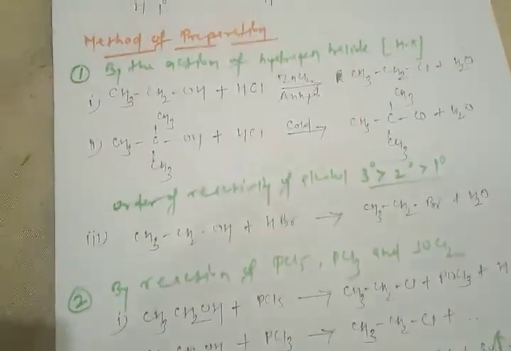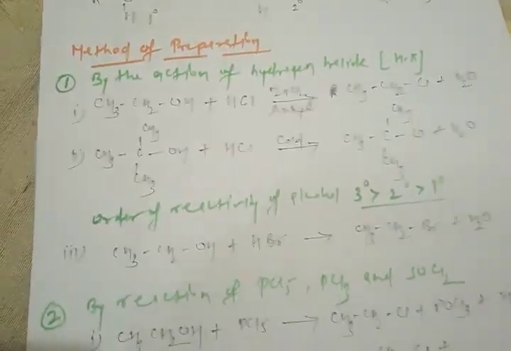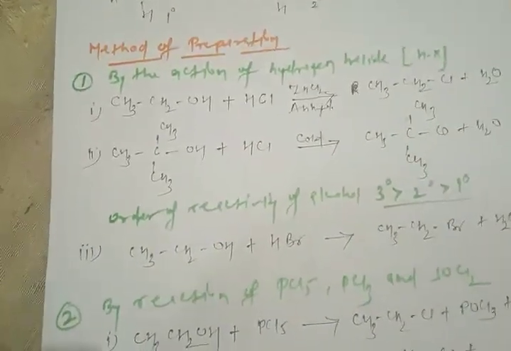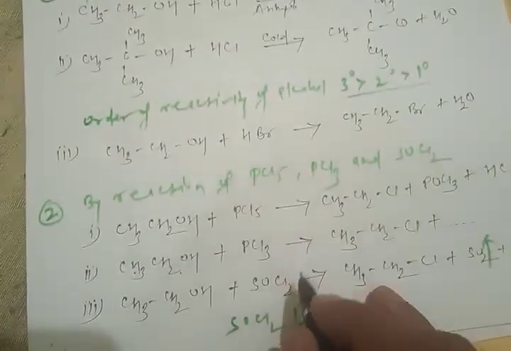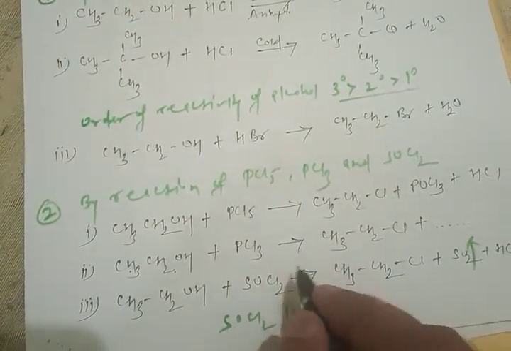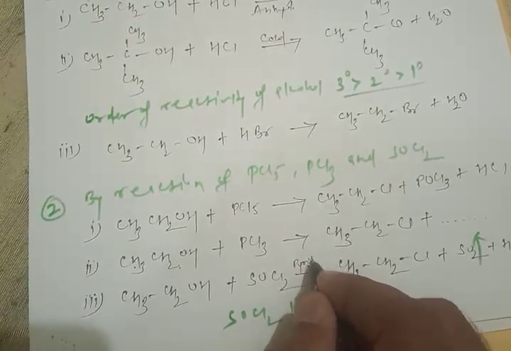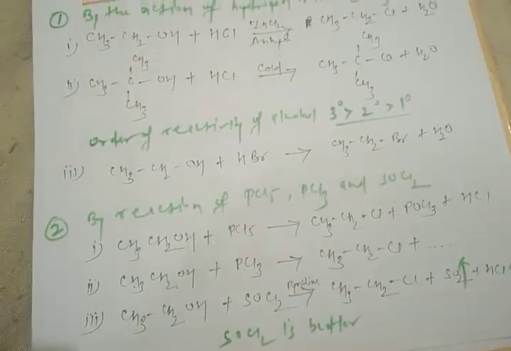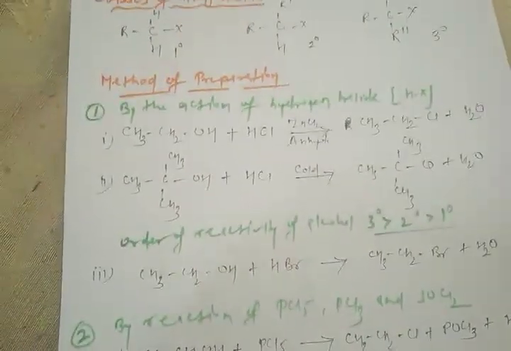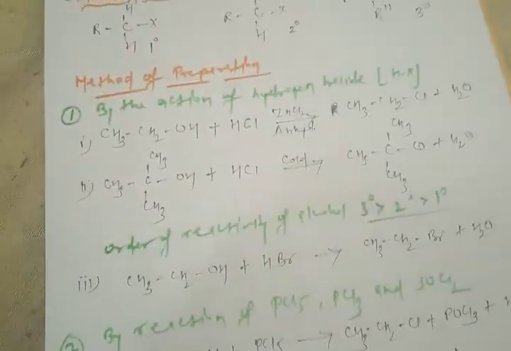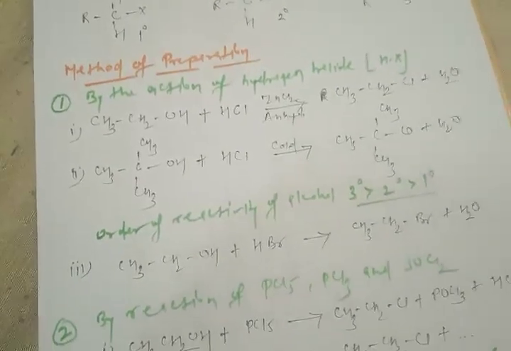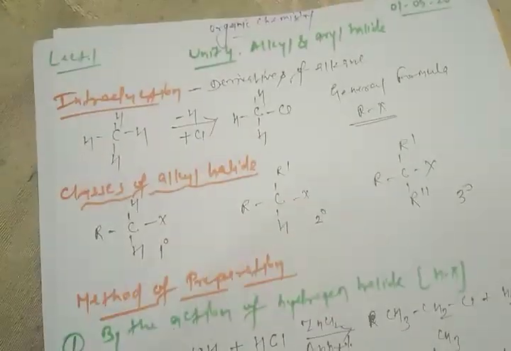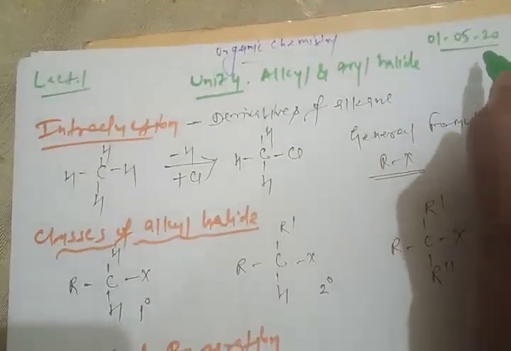So we have discussed two methods for the preparation of alkyl halide. And here you can use it in the presence of pyridine. The mechanism is not here, so I'm not discussing it. It will come in the second reaction segment, so we will discuss it over there. So these are the two methods we have discussed.